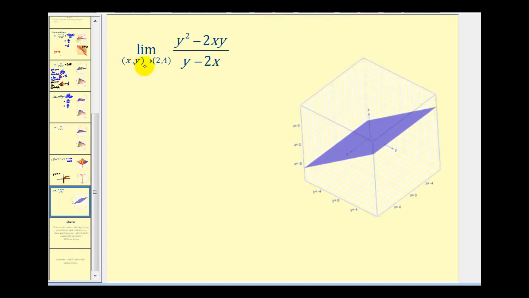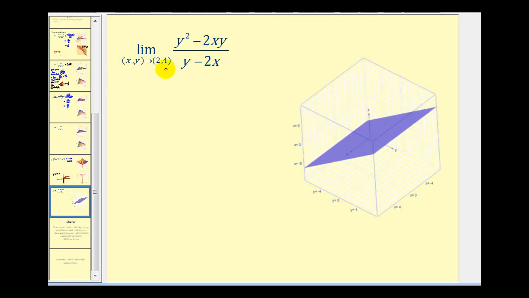Here we have the limit as (x, y) approaches (2, 4). If you take a look at the graph of this surface, it might be kind of surprising. It looks like this is just a plane, and this definitely does not look like an equation for a plane. And if we try to perform direct substitution, our denominator is going to equal 0, so it's undefined at the point (2, 4). But this rational function can actually be simplified.